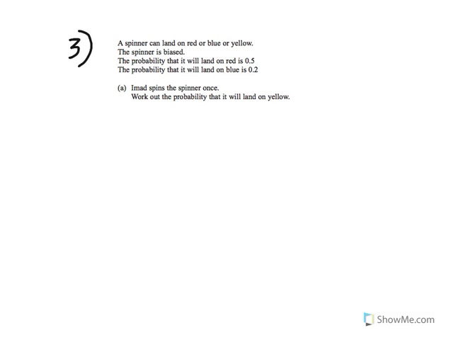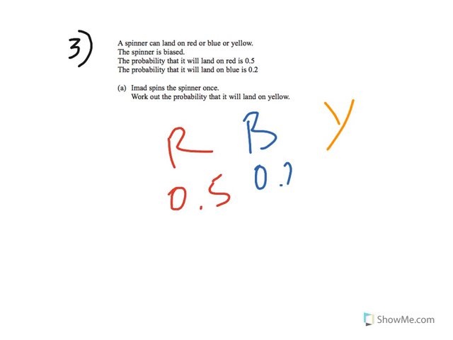Alright, so question 3 is about probability. In this question they say that a spinner can land on either red, blue or yellow. So there are 3 possibilities, red, blue or yellow. The probability that it'll land on red is 0.5. The probability that it'll land on blue is 0.2. Now what is the probability that it'll land on yellow?